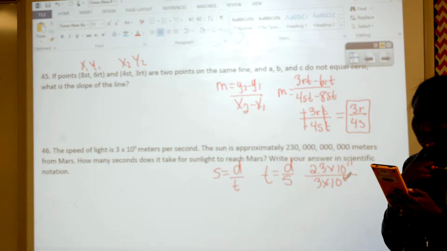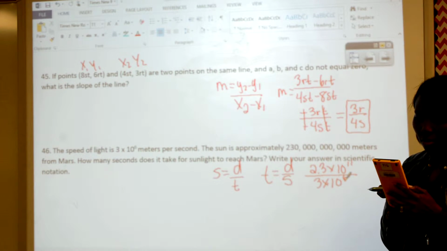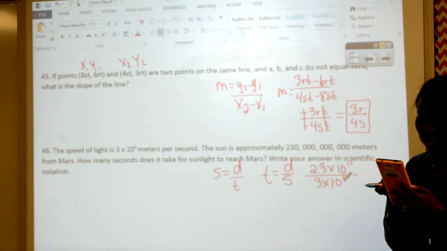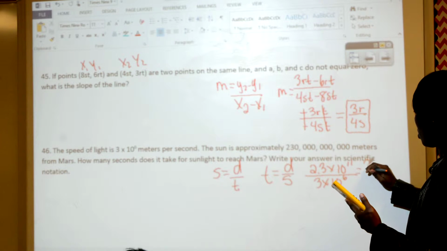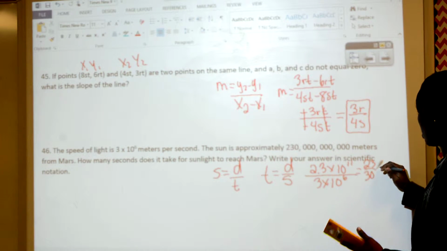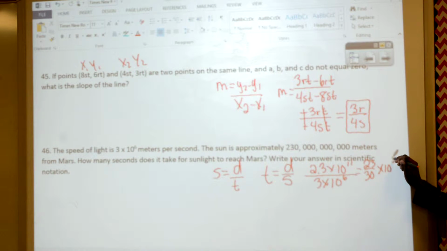How do we go in this calculator and change them to a fraction? I can't remember. Oh, menu 2. Change it up. Oh, yeah. Okay. So we get 23 over 30, basically. And then on our rules, we subtract exponents and we end up with 10 to the 5th power.